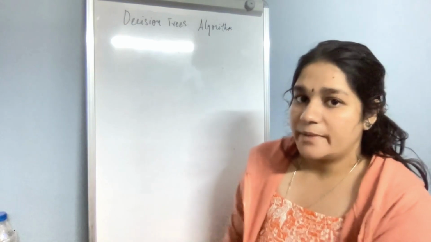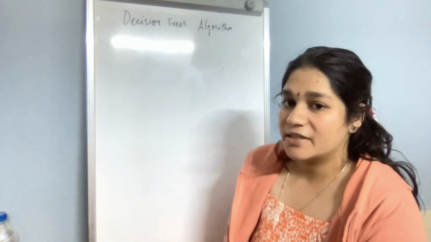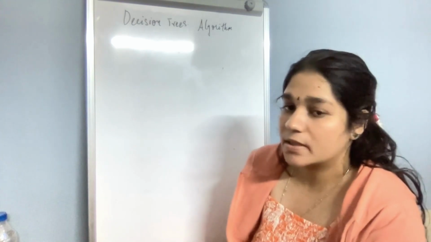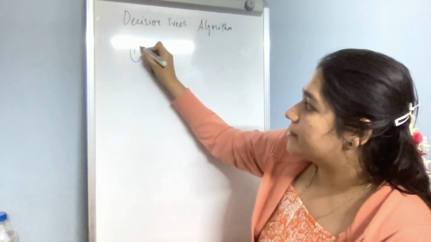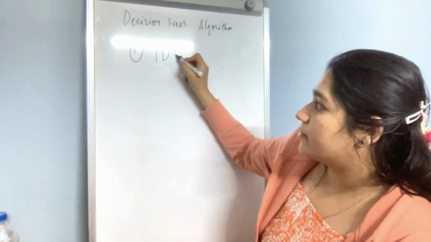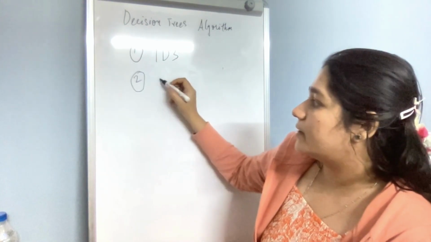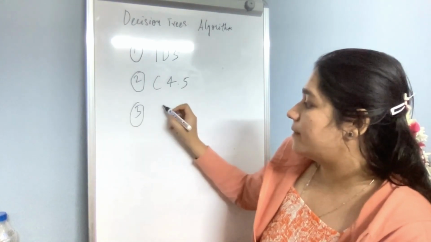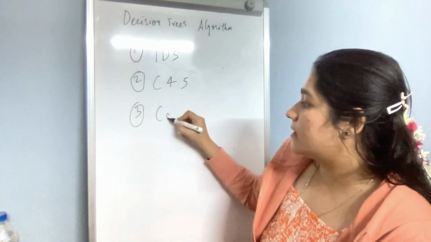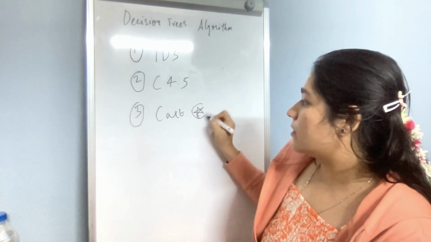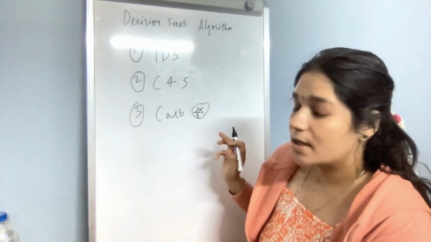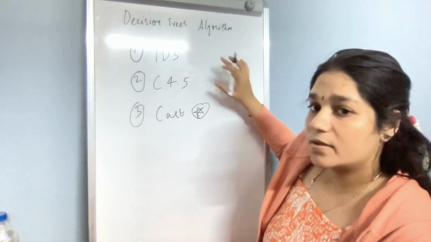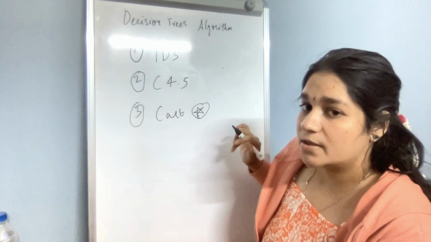So friends, in machine learning, when we use the decision tree algorithm, there are three different kinds of algorithm which can be used in a decision tree. The first one is the ID3 algorithm, the second one is the C4.5 algorithm, and the third one is the CART algorithm. CART is actually very famous, and it is used for both classification and regression, but these two algorithms are used mostly for classification.